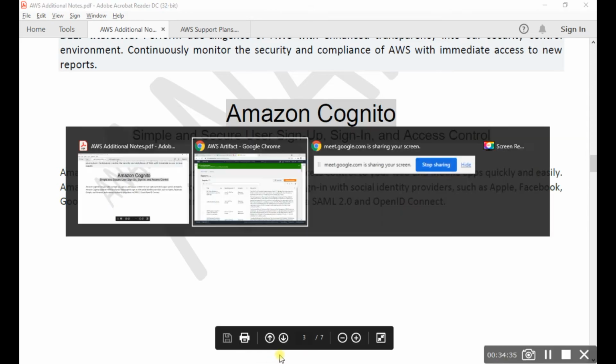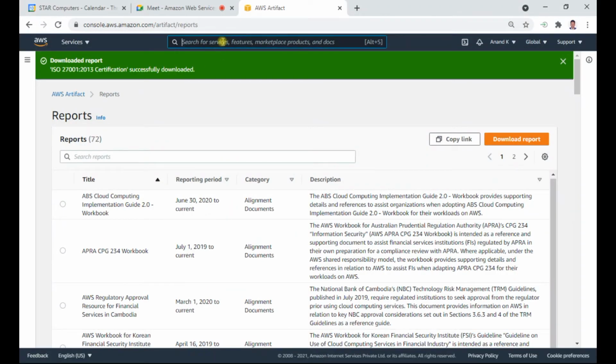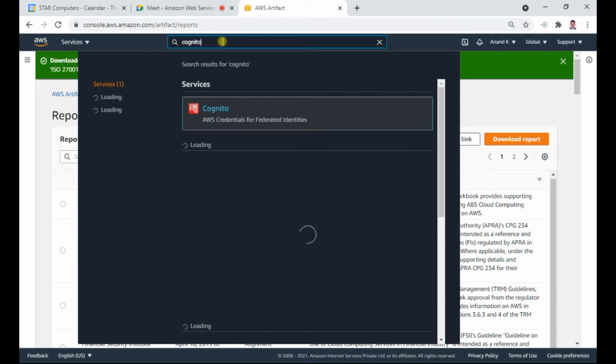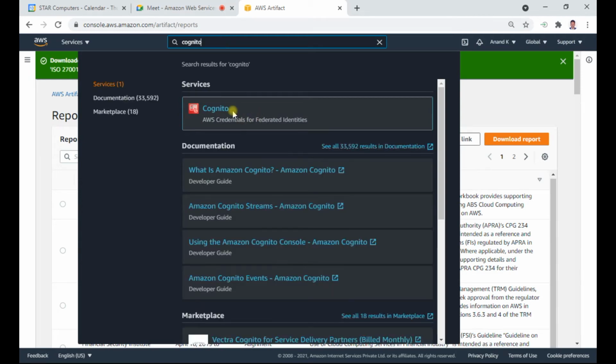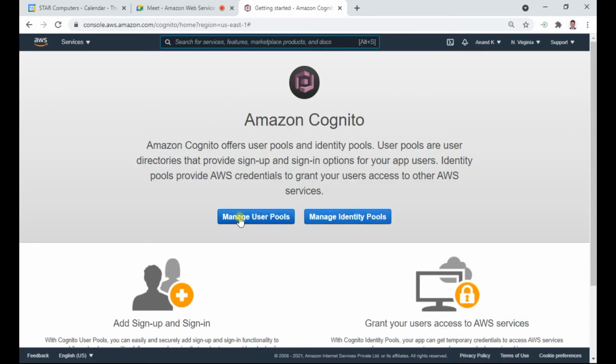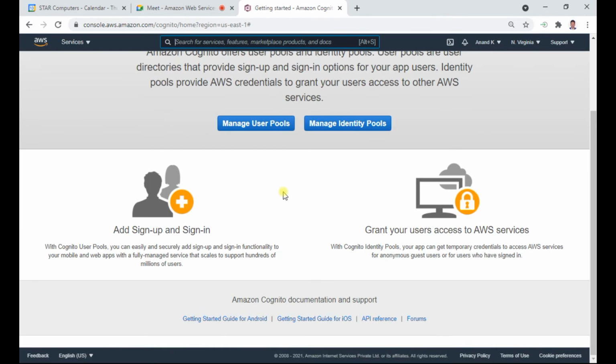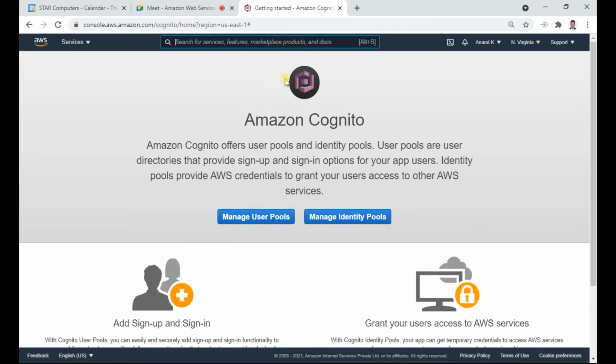You have this service here also. You can select Cognito. Credentials for federated identities. Federation means the devices which are distributed. Manage user pools, manage identity pools. So add sign in and sign up, and grant your users access to AWS services. I never use it, but you can understand it offers user pools and identity pools.